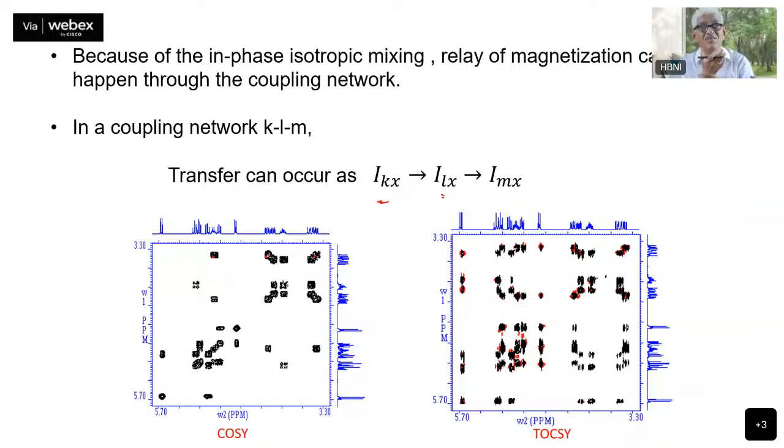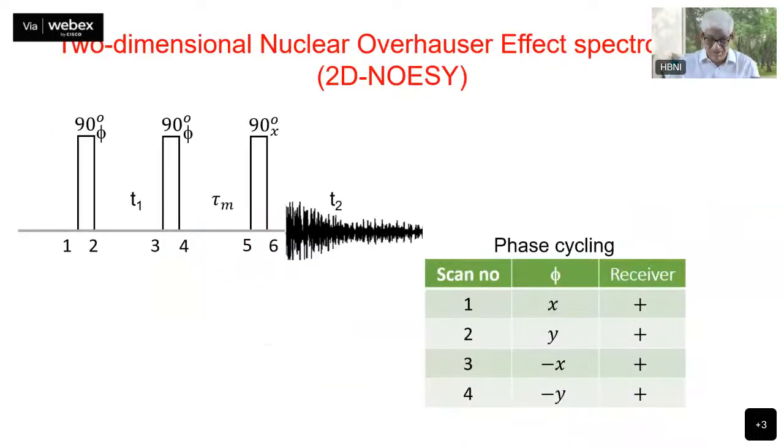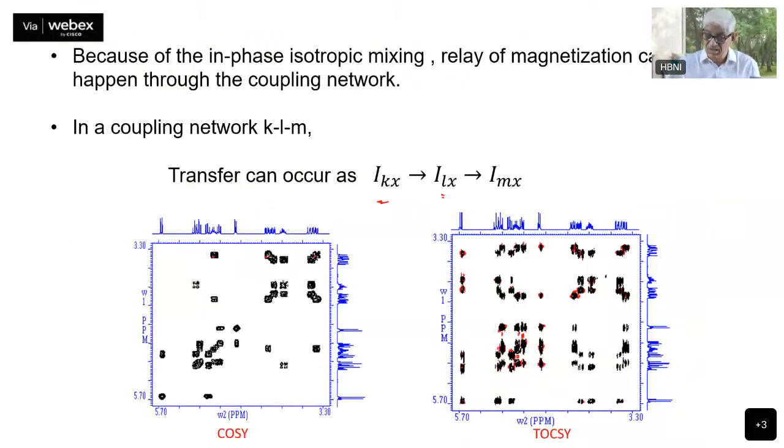Is there any phase difference in these cross peaks? There is some noise, but the phases are all the same. There is some noise over there. See, the intensity gets distributed over all of them. That's why the noise comes up.